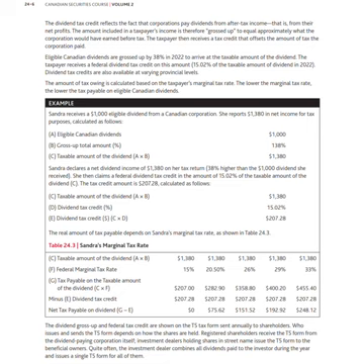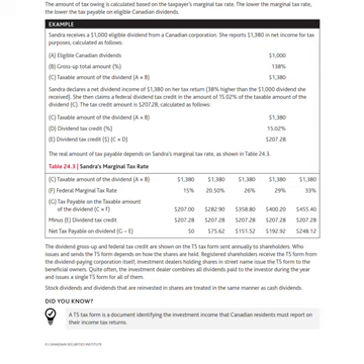The amount of tax owing is calculated based on the taxpayer's marginal tax rate. The lower the marginal tax rate, the lower the tax payable on eligible Canadian dividends. Example: Sandra receives $1,000 in eligible dividends from a Canadian corporation. She reports $1,380 in net income for tax purposes, calculated as follows. A. Eligible Canadian dividends, $1,000. B. Gross up total amount percentage, 138%. C. Taxable amount of the dividend, A times B, $1,380. Sandra declares a net dividend income of $1,380 on her tax return, 38% higher than the $1,000 dividend she receives.